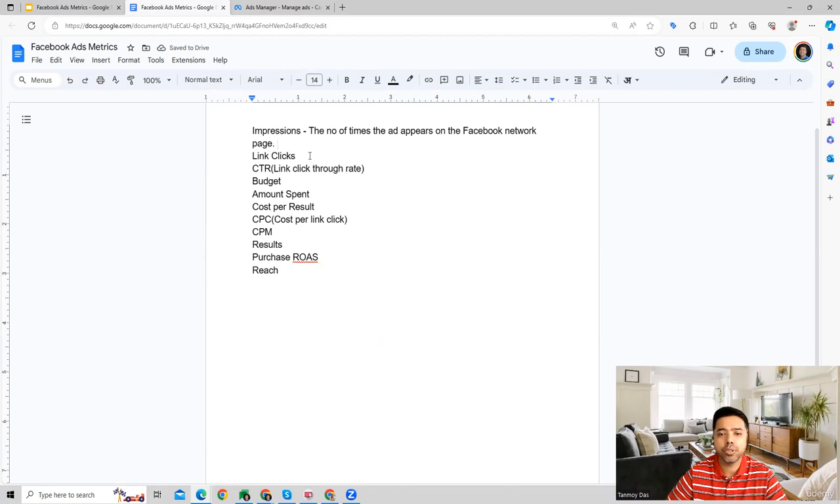The other metric which you will get to see is link clicks. Link clicks are the number of clicks which an ad receives. When a user clicks on the ad and lands on our website page, that is what is termed as link clicks in the Facebook ads campaign. This is also automatically recorded in the account, guys, and when you log into your Facebook ads account, you will be able to see this data as well.